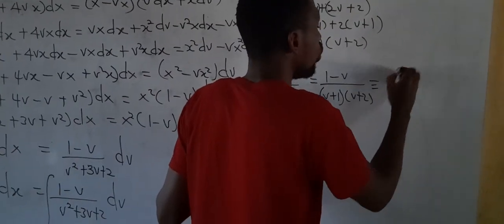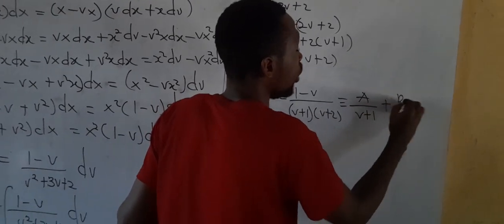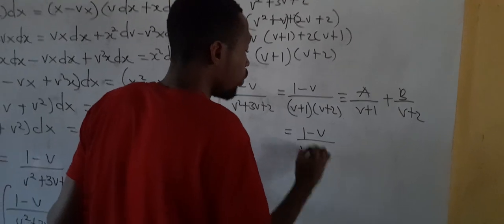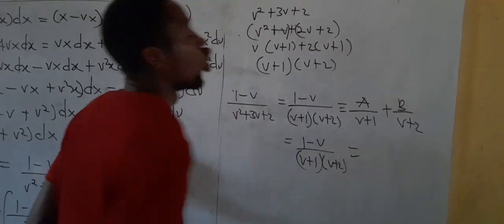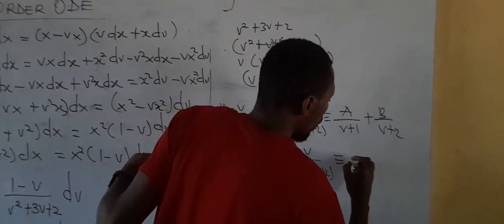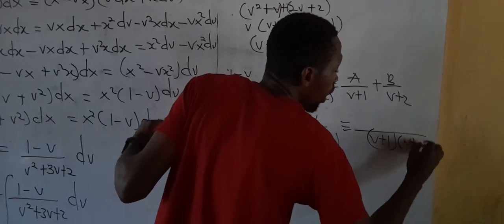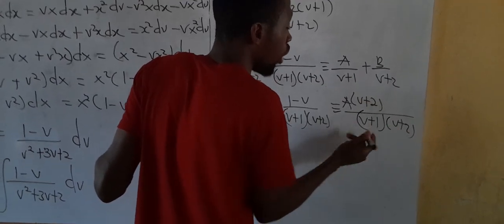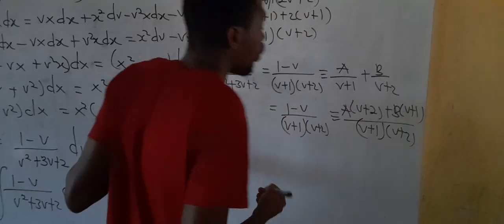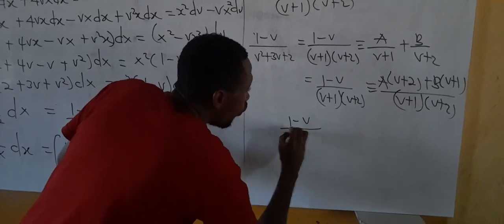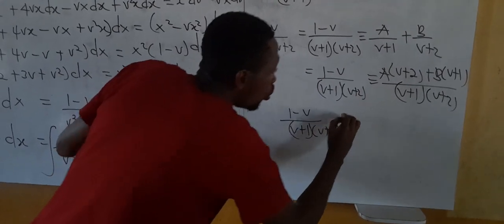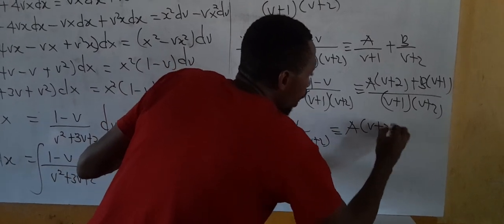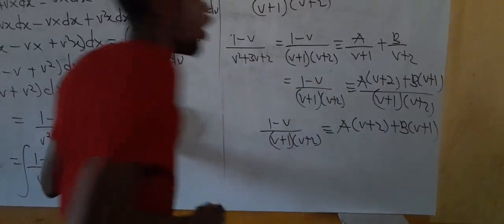So we said this should be equivalent to A over (V plus 1) plus B over (V plus 2). If that is equivalent, we can resolve this. In an exam, this can be done sideways so as not to make your solution lengthy. Now the LCM here is (V plus 1)(V plus 2). So we have A, and the V plus 1 divides out, leaving A(V plus 2), plus B(V plus 1). I know you know all these things. So our (1 minus V) all over (V plus 1)(V plus 2) will be equivalent to, since the denominators are the same, the numerators being equivalent: A(V plus 2) plus B(V plus 1). I hope you get that.